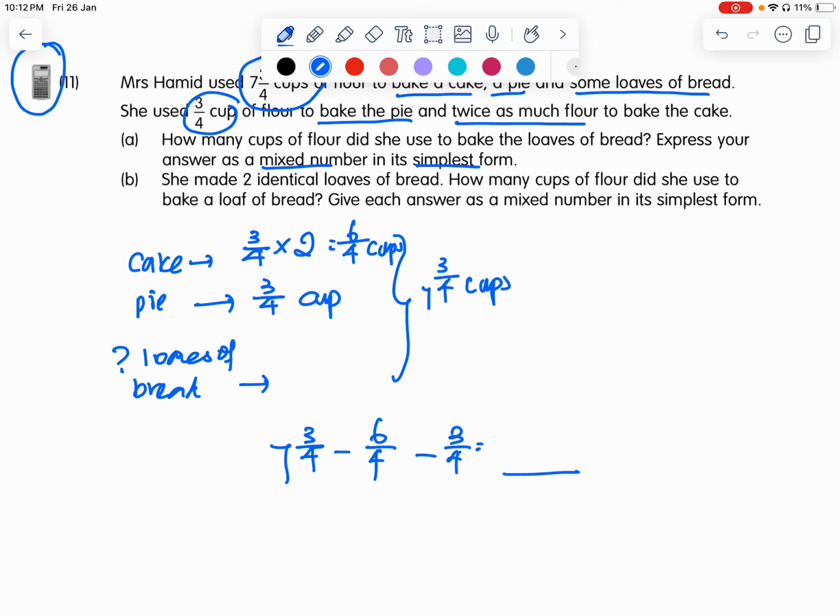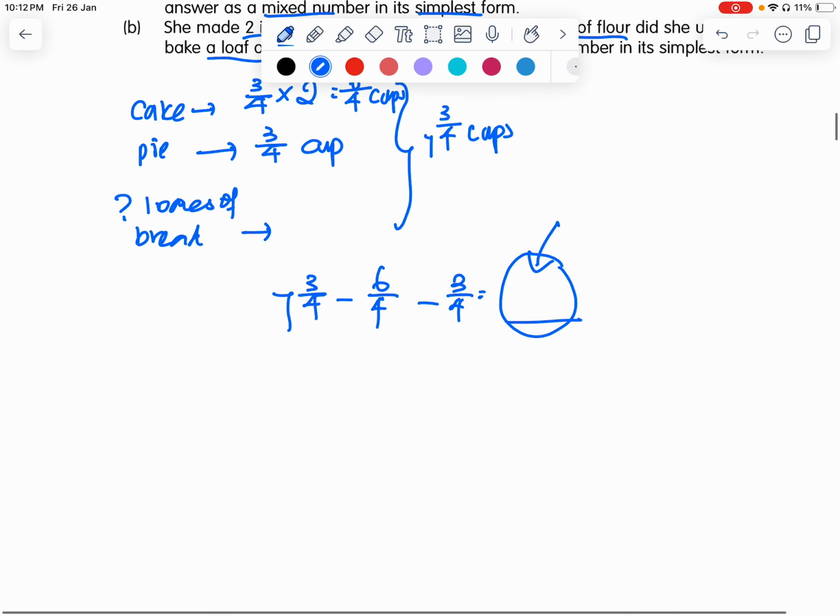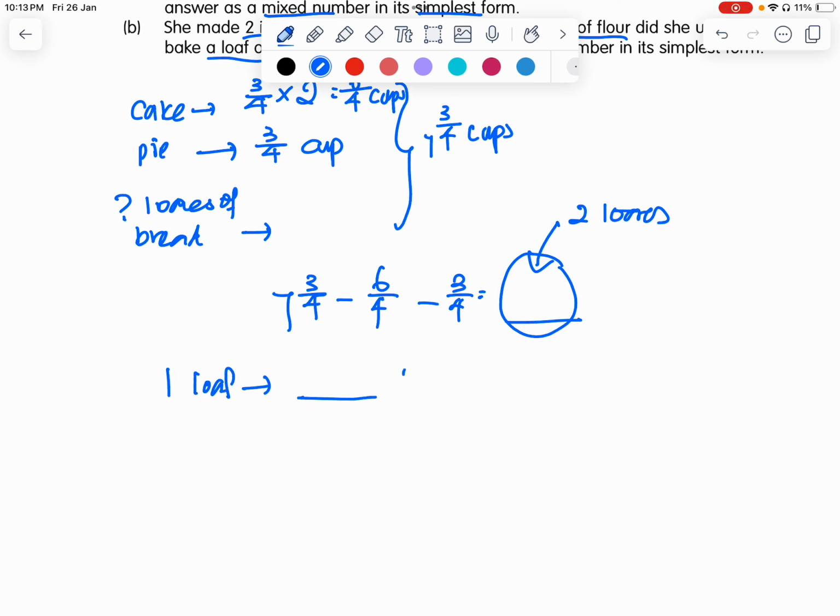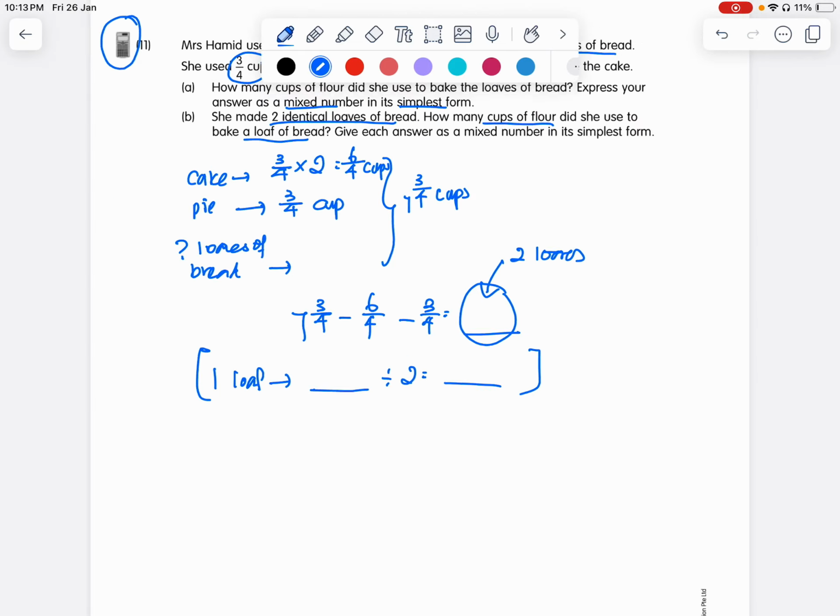Next, she made 2 identical loaves of bread using this amount of flour. How do we find the cups of flour for a loaf of bread? If this is 2 loaves of bread, to find 1 loaf, it will be that answer divided by 2. That's all, just use a calculator. That's all for this question. It's not difficult at all. It's because you misunderstood. So for this part, you go and multiply by 2. Take note of this one here. Then moving on to the next question.